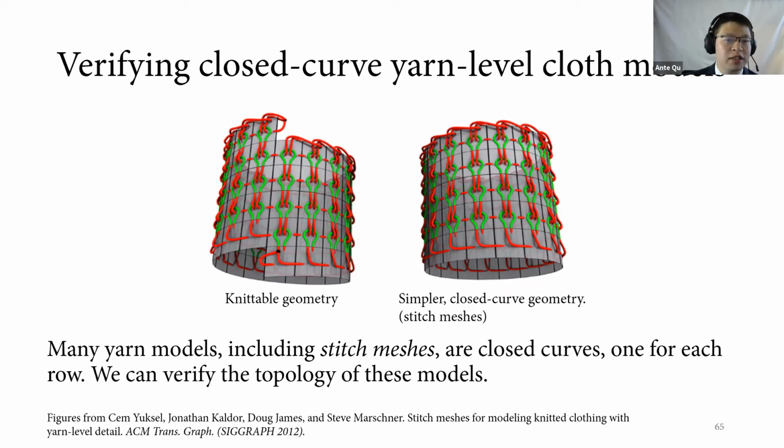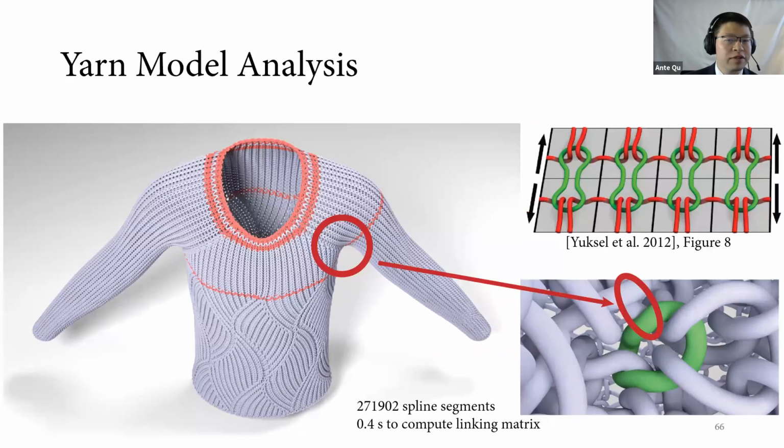However, most stitch mesh models actually use the structure on the right, which arranges stitches in the cylinder because that's easier to simulate and relax. In this structure, every row is a closed curve. And so my method can verify the topology of these yarn models. So first, we can analyze the topology of this input yarn model. We downloaded this relaxed model from the stitch meshes paper.